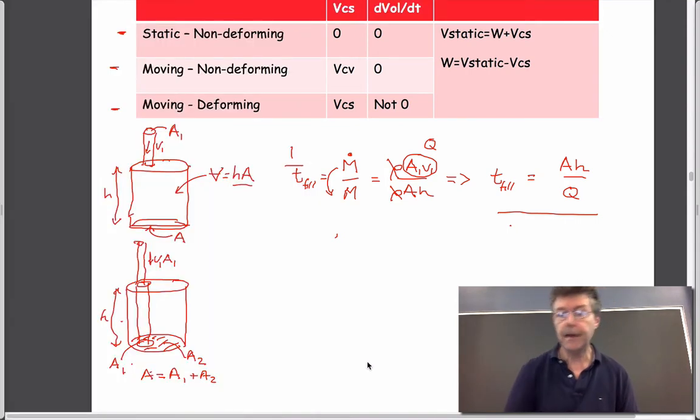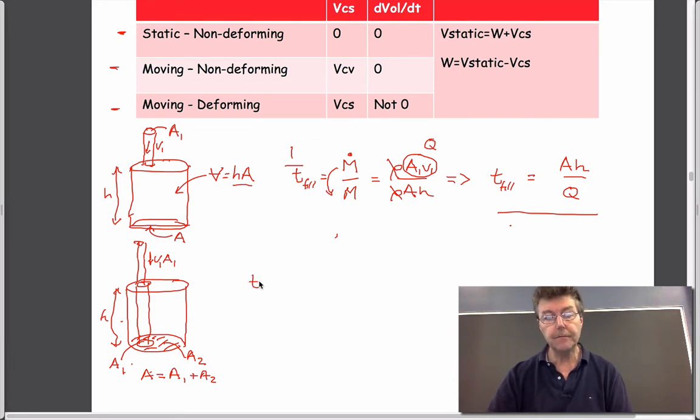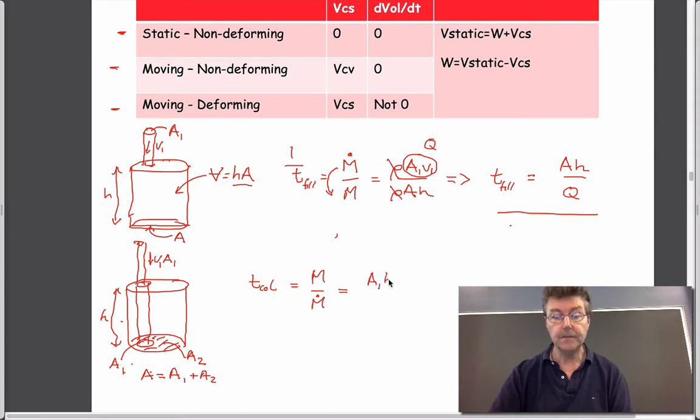And so to be able to do this, we can do two calculations. One is the time for the column to come to the bottom. What's that going to be? It's going to be equal to, let's do it right this time, mass divided by mass rate. The mass of this column in here is going to be area 1 times the height times the density, hopefully.